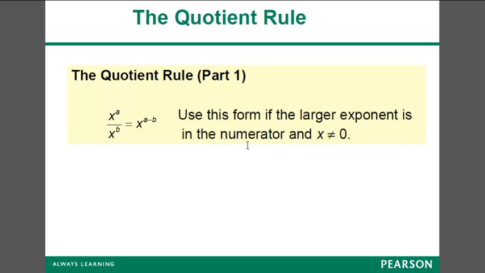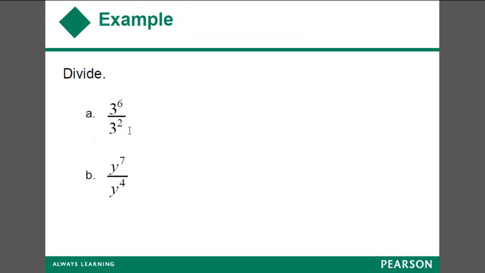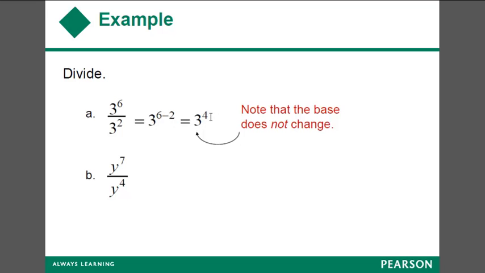When we were just looking at the multiplication rule, we said if they were multiplied, we added their exponents. The quotient rule says we use this form if the larger exponent is in the numerator, and we subtract the exponents. So we're going to take the a minus the b. So here my bases are the same, they're both 3, and so I'm going to say 6 minus 2, which will give me 3 to the 4th.